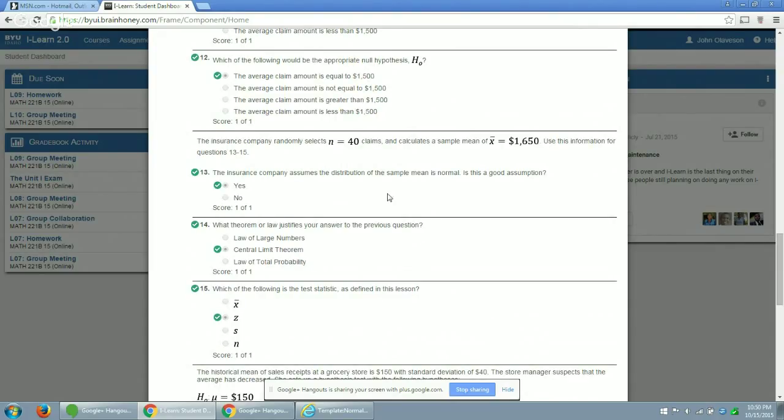The insurance company randomly selects n = 40 claims and calculates a mean of 1650. The insurance company assumes the distribution of the sample mean is normal. Is this a good assumption? And we do, because remember, if the sample mean is assumed to be normally distributed, then automatically it's going to be normally distributed. So let's see.